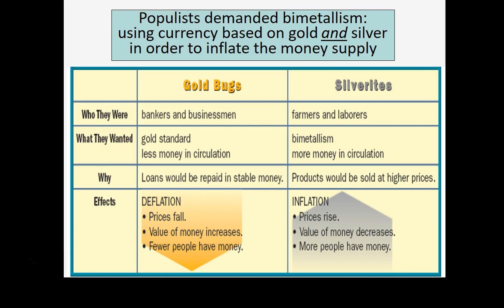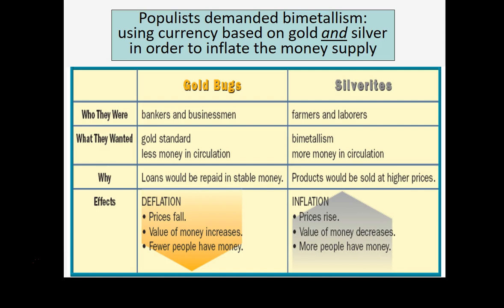The gold bugs are your bankers and your businessmen. People like William McKinley that we're going to see here in a couple minutes. They want the gold standard. The gold standard is going to allow for less money to be in circulation, and they want this because loans would be repaid with stable gold-backed money. The effects of this are deflation. Prices are going to fall. The value of money is going to increase. However, fewer people are going to have money. So that means that fewer people are going to have money to put back into the economy.